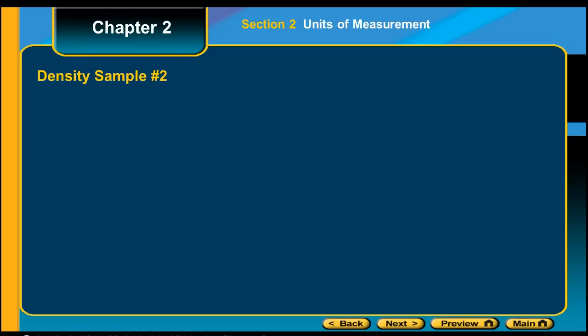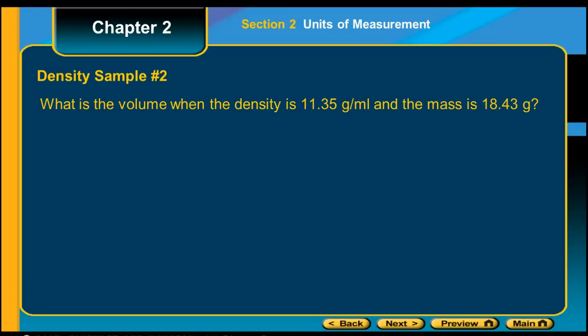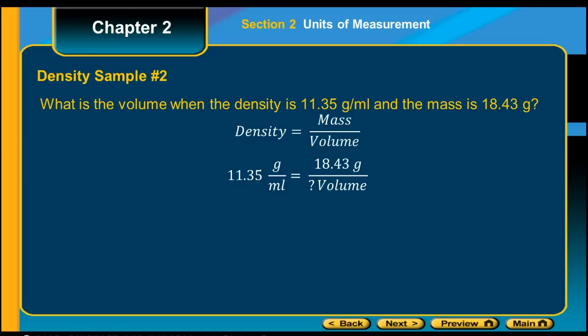Okay. Here's another sample problem. What is the volume when the density is 11.35 grams per milliliter and the mass is 18.43 grams? In this one, we have a density and a mass, and we're finding the volume. So we need our equation, density equals mass divided by volume, and we plug our numbers in for density and for mass. Now volume is the unknown that we're solving for.